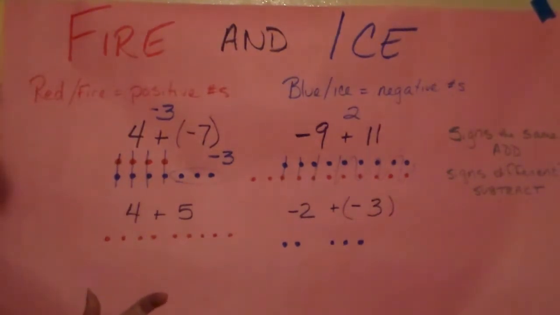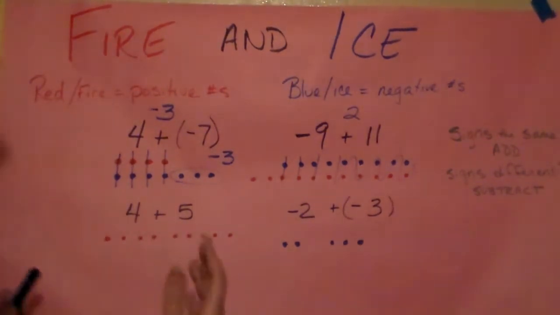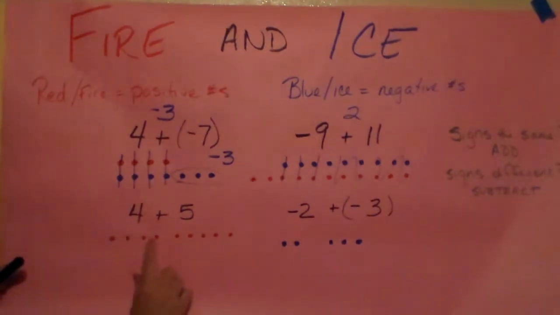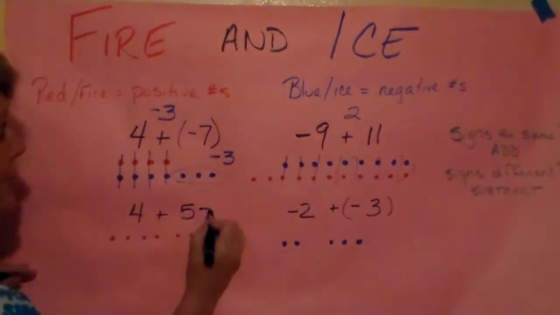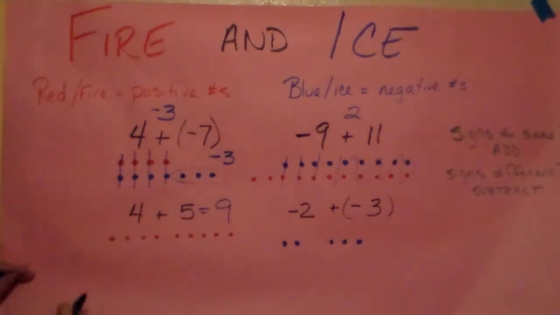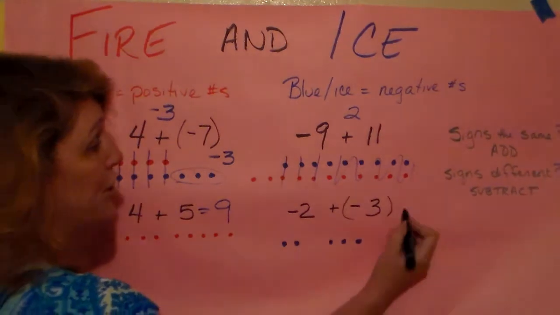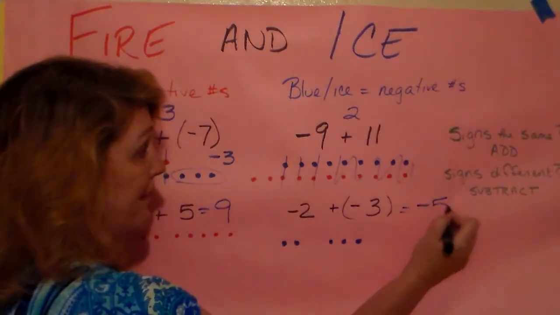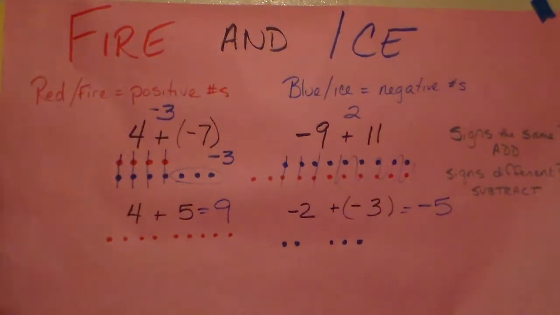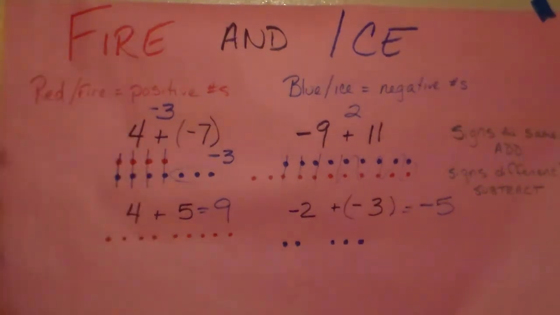Which is also why, if you've got the signs that are the same, I've got 4 fires here and I've got 5 fires here, that makes 9 fires. So that's why that equals 9. You've got to add them together. I've got 2 ice cubes and I've got 3 more ice cubes. So that's going to equal 5 ice cubes. Get it? Make sense? I hope this helped.